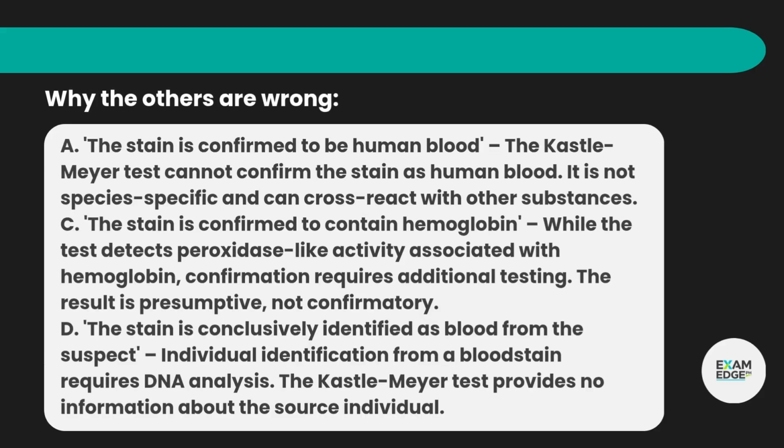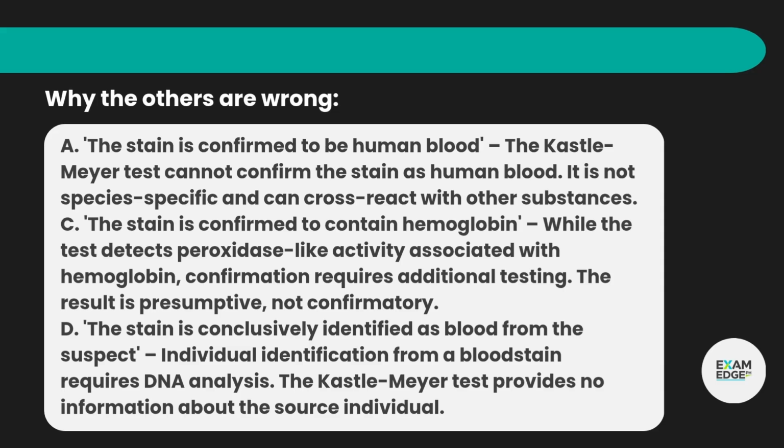Why the others are wrong? A. The stain is confirmed to be human blood. The Kastle-Meyer test cannot confirm the stain as human blood. It is not species-specific and can cross-react with other substances. C. The stain is confirmed to contain hemoglobin. While the test detects peroxidase-like activity associated with hemoglobin, confirmation requires additional testing.